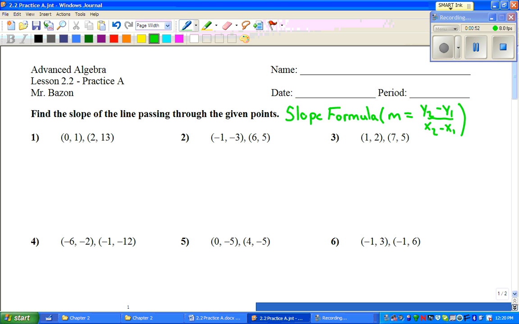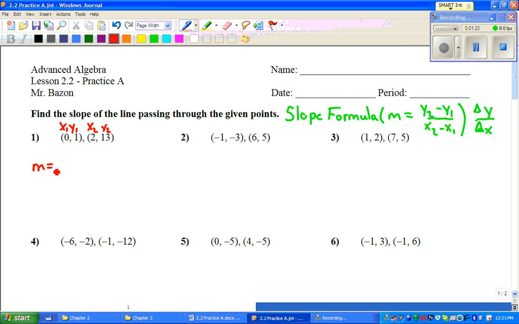So what we're looking at here is something that's known as the change in y over the change in x. And that delta symbol right there just means the change in y over the change in x. So I think it's very important when you take both your points, you always label your first point x1, y1, and your second point x2, y2. Okay? And then you start your slope formula.